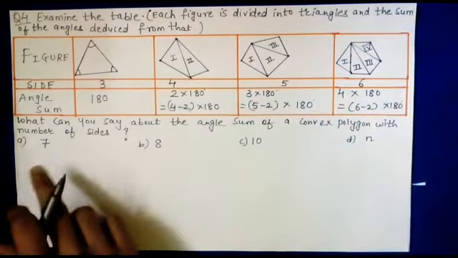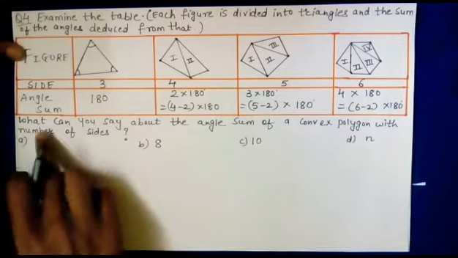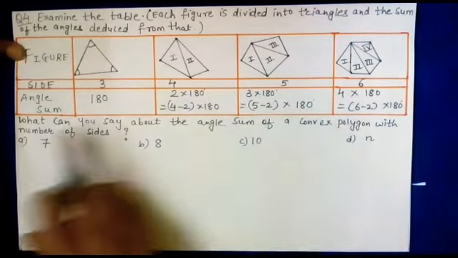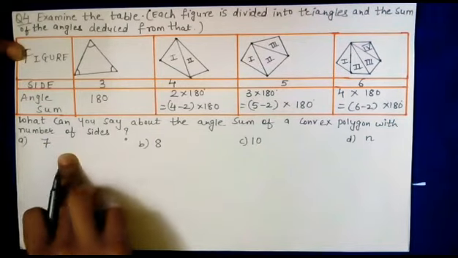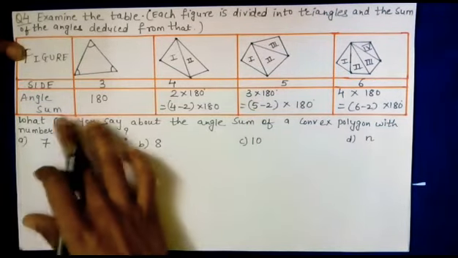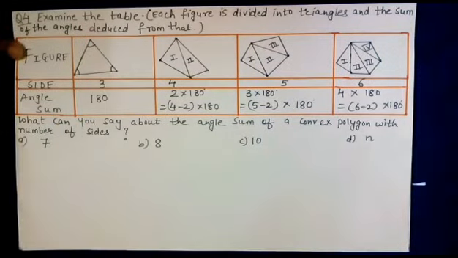Now let us come to the question. What can you say about the angle sum of a convex polygon with number of sides 7? If there are 7 sides, then what will be the angle sum? Okay, total angle sum will be how much? So let us try to solve it.